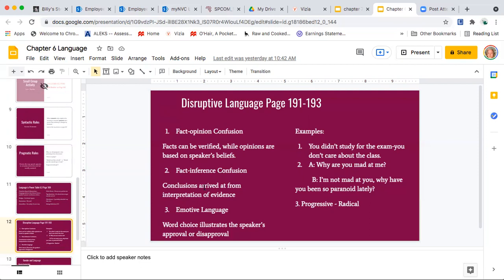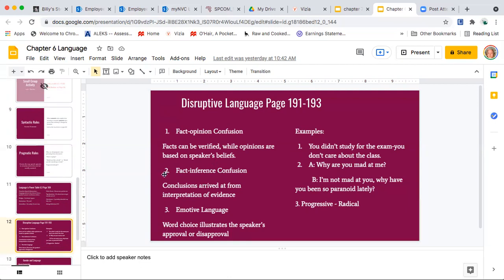Then there is fact inference confusion. So I want you to maybe write about these if it'll help you to deeper dive into understanding the difference. That's important. Conclusions arrived at from interpretation of evidence. So inference is like interpretation. Okay, I'll get to an example.